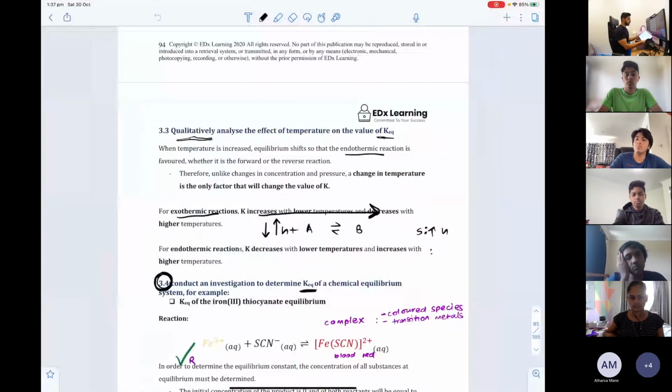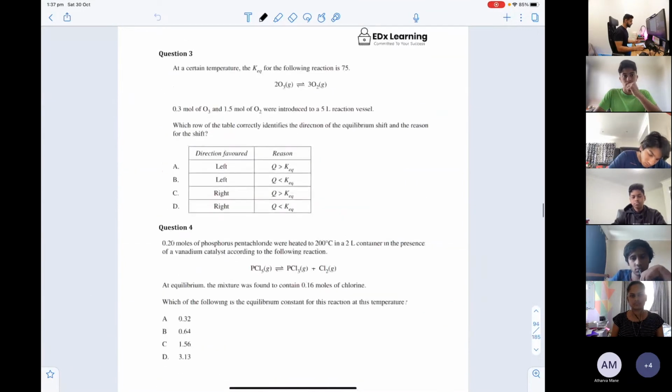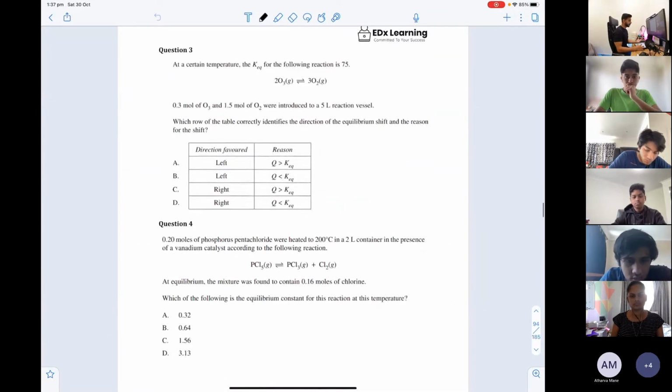Okay, so we looked at quantitative measure of equilibrium last lesson. As it's a slightly confusing part of the module, I'm just going to ask a couple of you a few questions to make sure that you understood it very well.